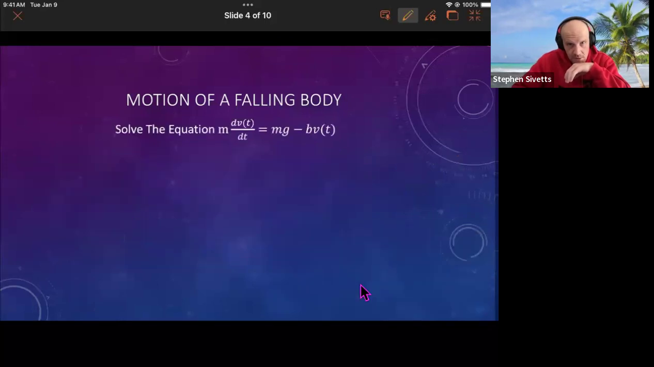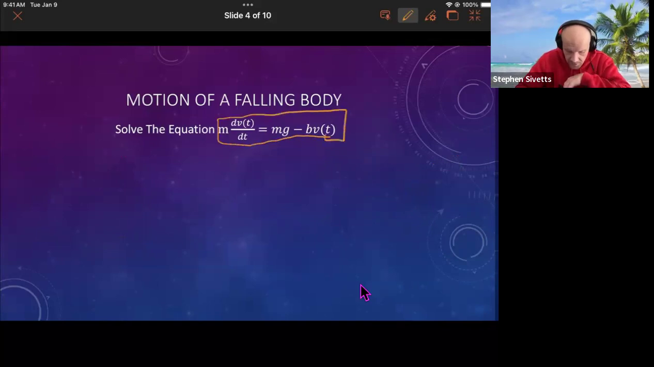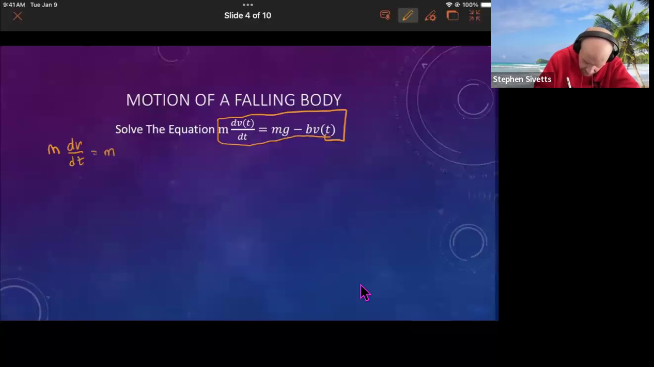Algebraically, we have this equation right here. v is a function of time, and m is just a coefficient. So we have m times dv/dt equals mg minus b times v. Okay, so separation of variables.